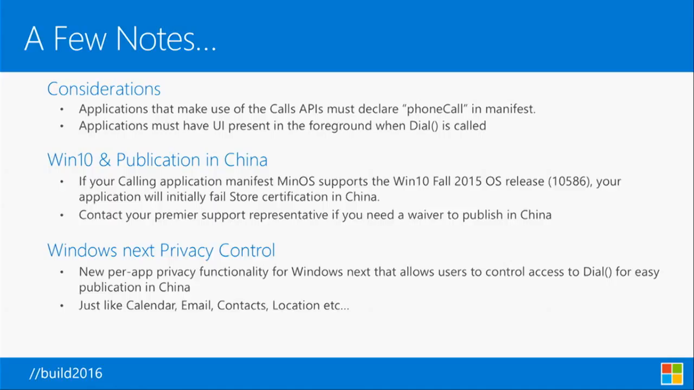If you want to publish your Windows 10 calling application to China, and your manifest targets the fall Windows 10 release, initially your application will fail certification in China. Contact your Premier support representative and they'll help you get a waiver. The next version of Windows is going to implement a privacy control on a per application basis. This will forego the need to get a waiver to publish in China. This is pretty similar to what you see today for calendar, email, contacts, location, and so forth.